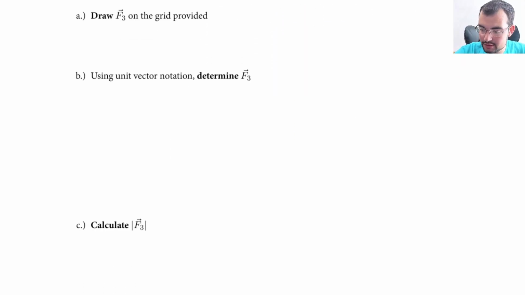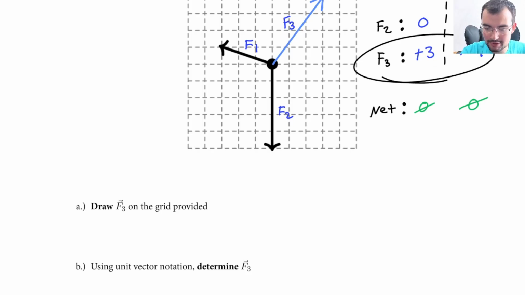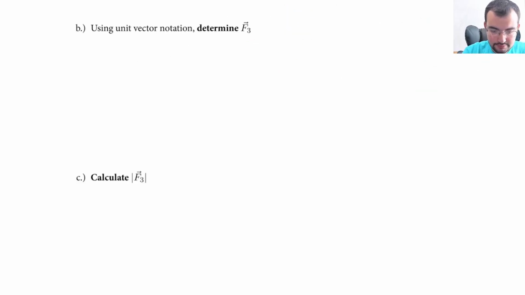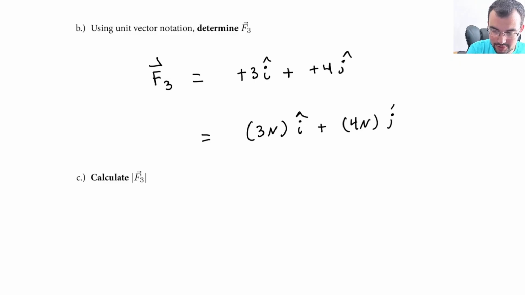So using unit vector notation, we can determine F3. Well, we already did. That's found in our table right here. So F3 as a vector would be +3 i hat, comma, +4 j hat. Or with units here, this would be 3 newtons in the i hat direction plus 4 newtons in the j hat direction.